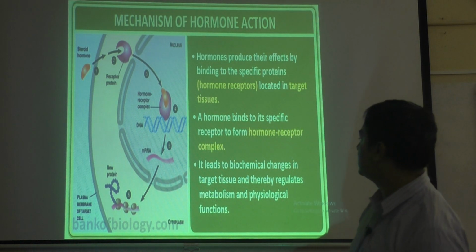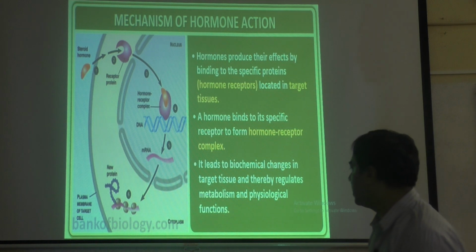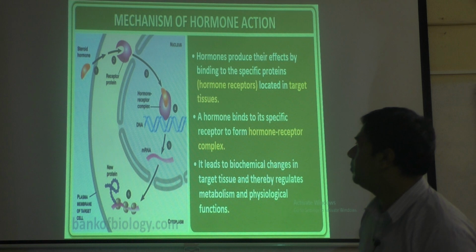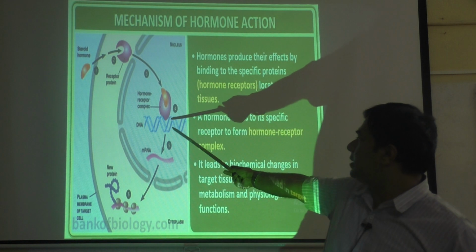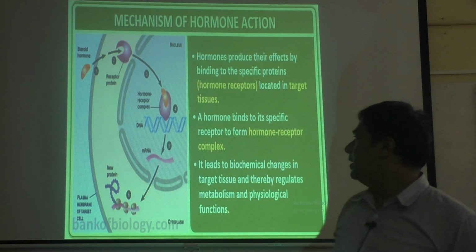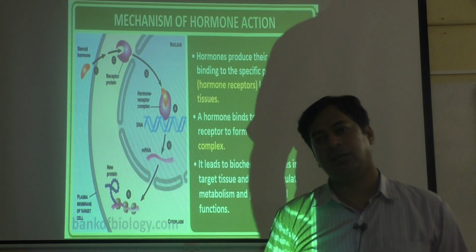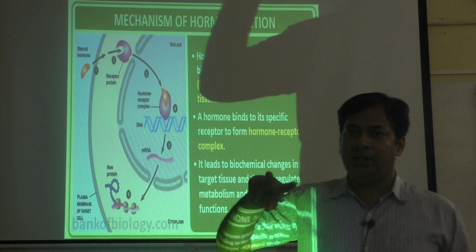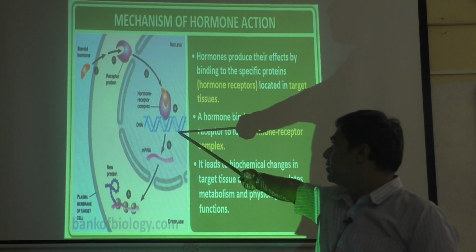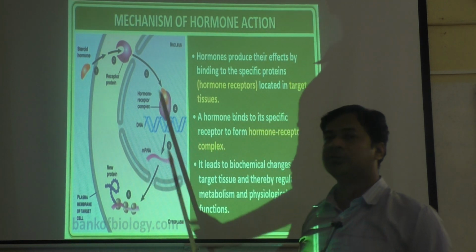Okay, then what does it do? It leads to biochemical changes in the target tissues and thereby regulates metabolism and physiological functions. Exactly what it does, when it comes inside, it binds to DNA. DNA produces mRNA. That process is called transcription. Next year you will learn. Double stranded DNA becomes single stranded RNA. You see here, this is DNA, it becomes RNA. RNA becomes a protein. This is a new protein produced.